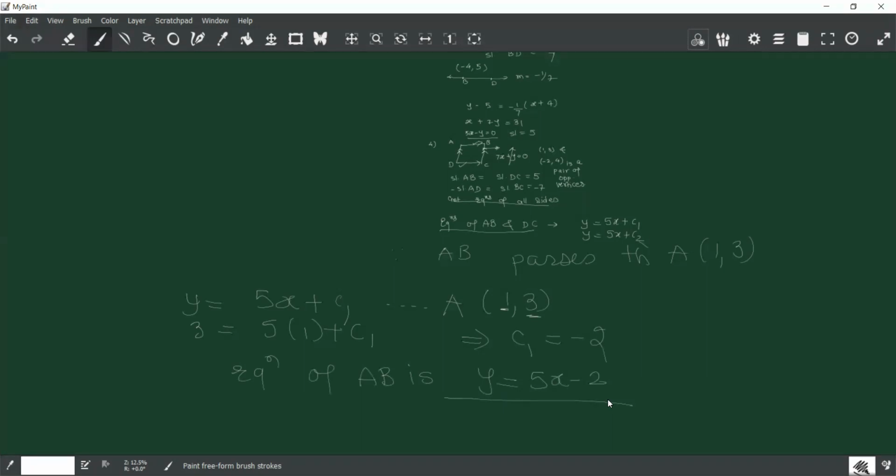अगर AB A से पास होती है तो DC will pass through C. For DC, which is y is equal to 5x plus C2, is passing through C. C point क्या है? minus 2, 4.